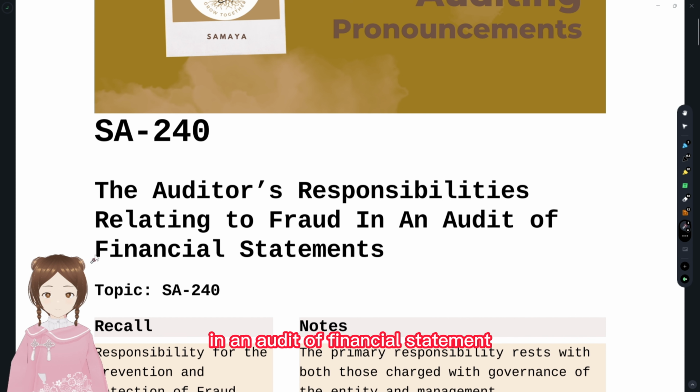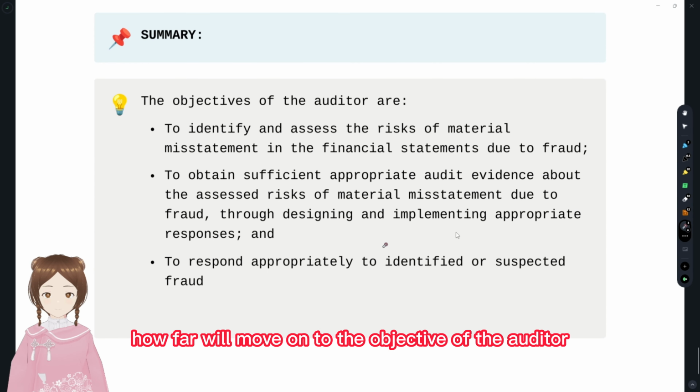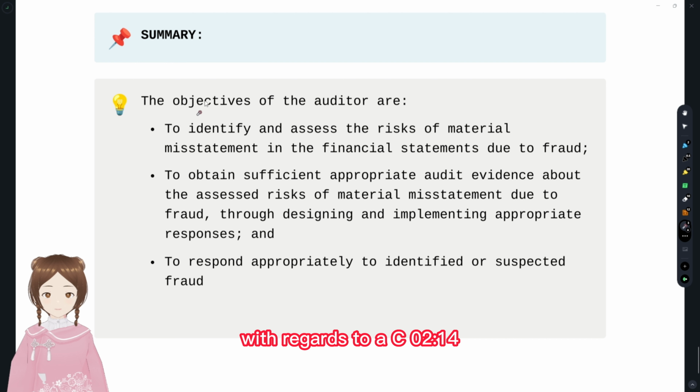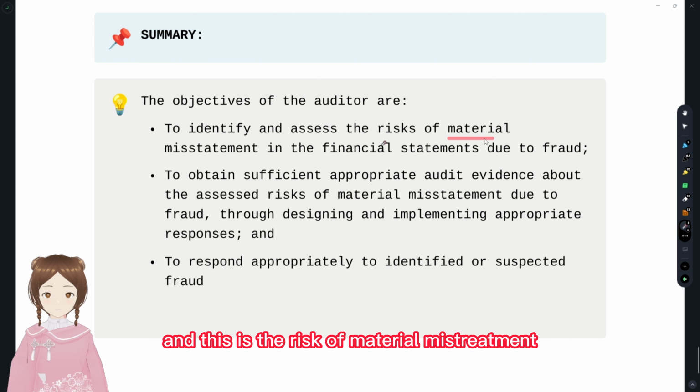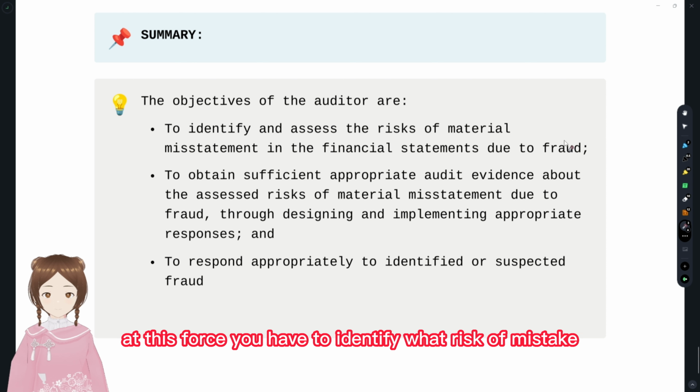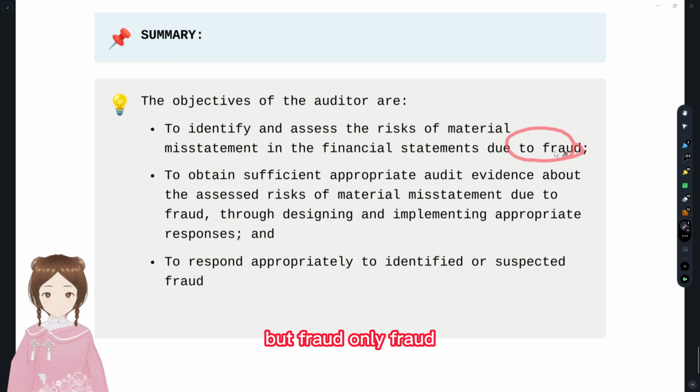Today we are going to discuss SA 240, the auditor's responsibilities relating to fraud in an audit of financial statements. First, we'll move on to the objective of the auditor with regards to SA 240. The objectives of the auditor are to identify and assess the risk of material misstatement in the financial statements due to fraud. Only fraud, not error here.